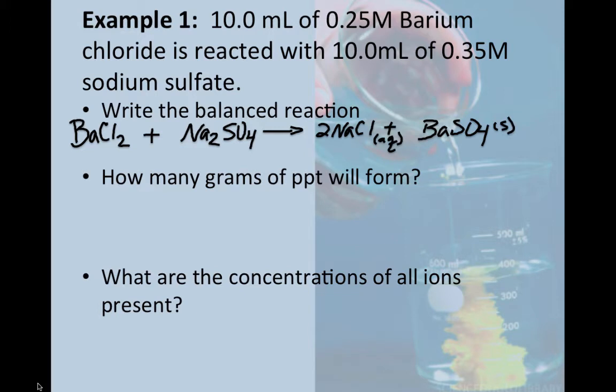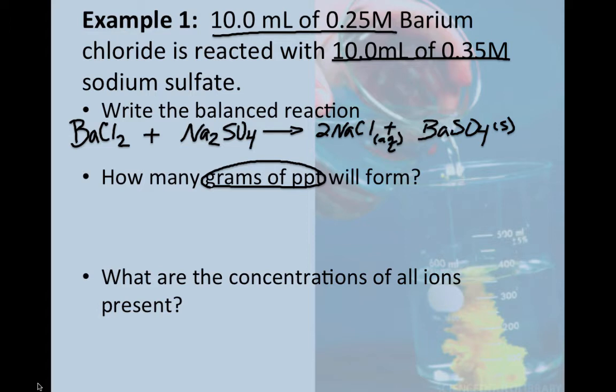So now the question is, how many grams of precipitate will form? Well, I'm going to start with what's given to me in the problem. 10 milliliters of 0.25 molar barium chloride and 10 milliliters of 0.35 molar sodium sulfate. Since they give me 2 amounts, that means this is a limiting reagent problem. So I'm going to have to do 2 t-tables to solve this.